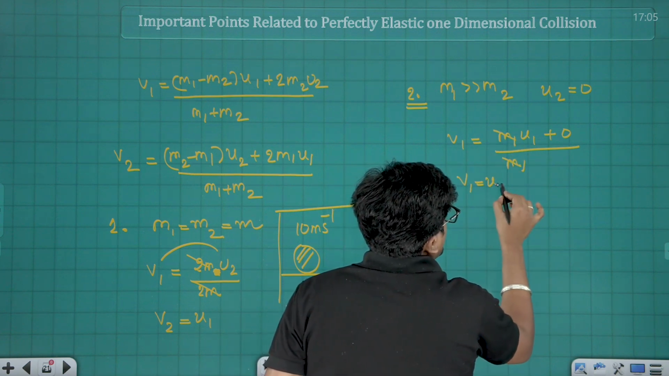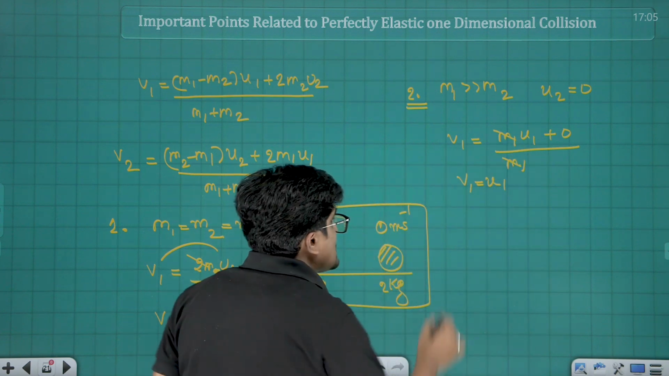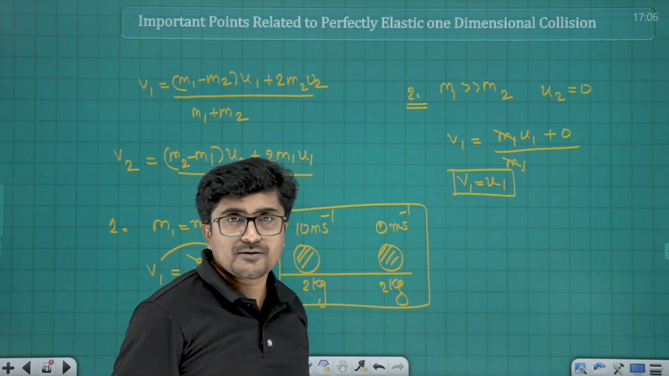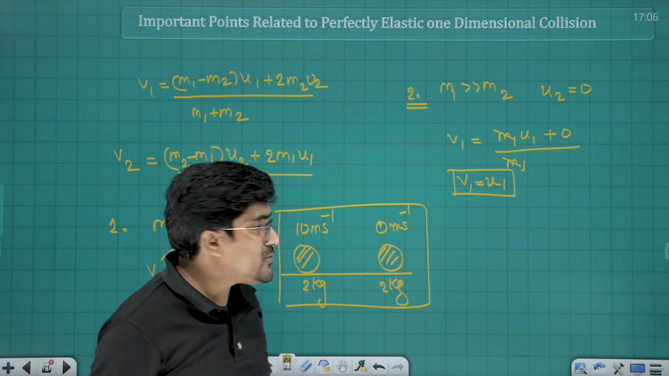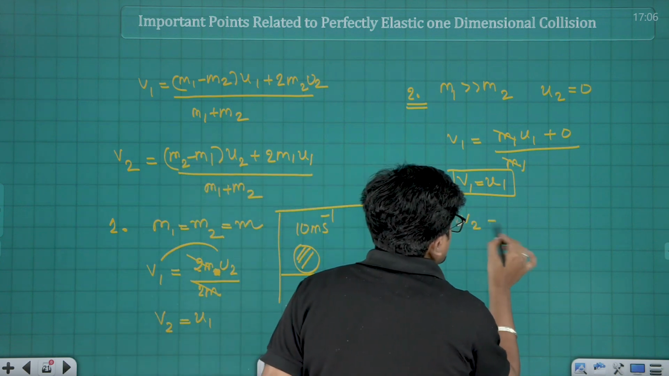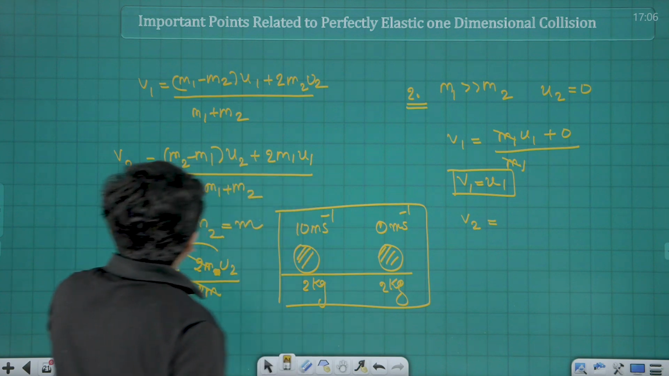That means v1 is going to be what? u1, which means the velocity of the first body is not going to change. Okay, not going to change. And what will happen to the second one? Have a look. v2. What is the expression for v2?